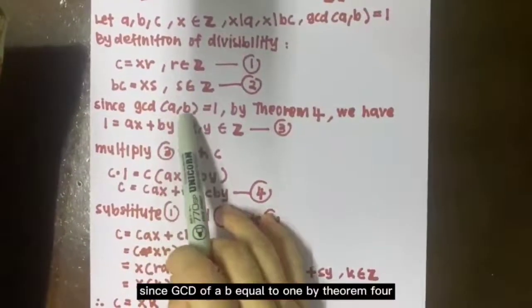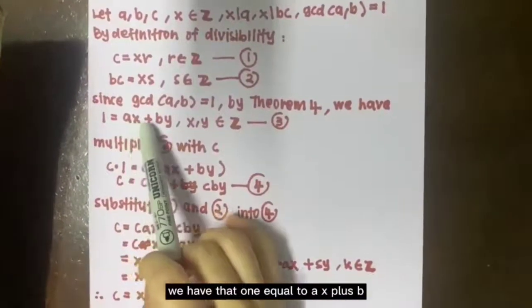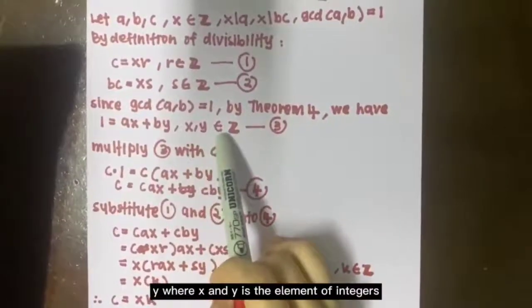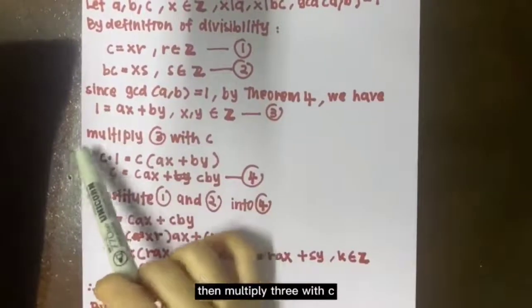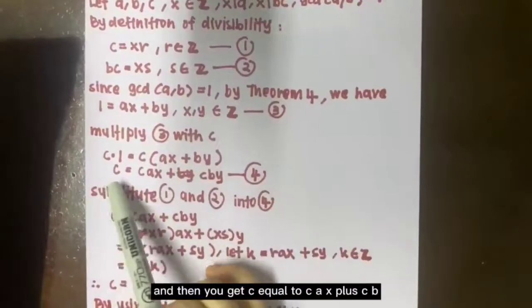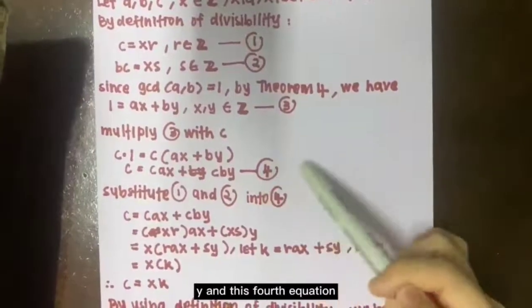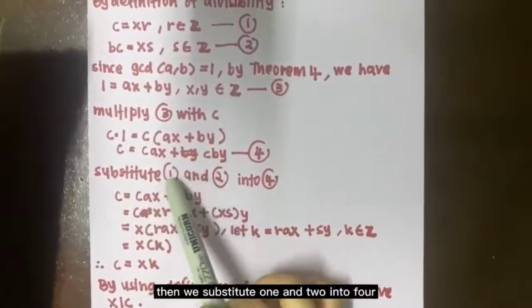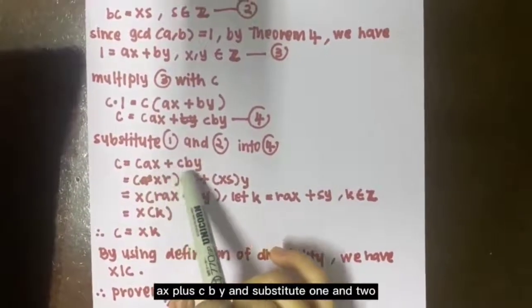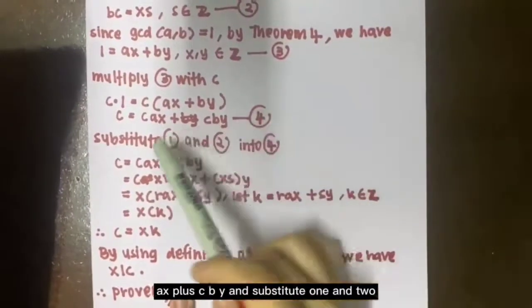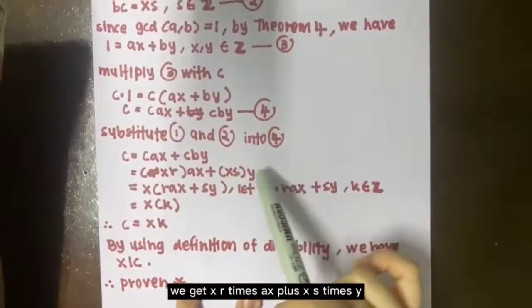Since GCD of A, B equal to 1, by theorem 4, we have that 1 equal to AX plus BY, where X and Y are elements of integers, and let this equation be the third equation. Then multiply 3 with C, and we get C equal to CAX plus CBY, and this is the fourth equation. Then we substitute 1 and 2 into 4, so we get C equal to XRCX plus XSY.